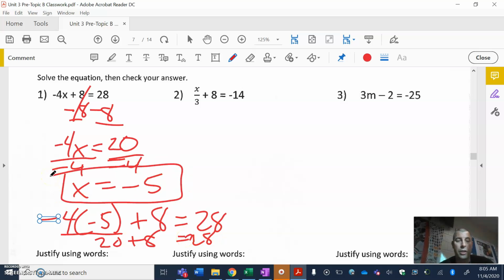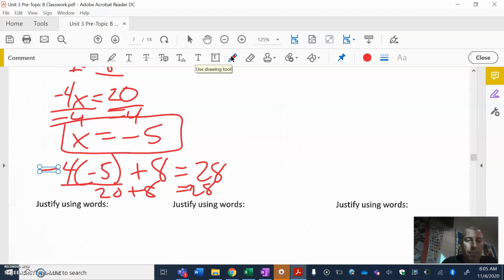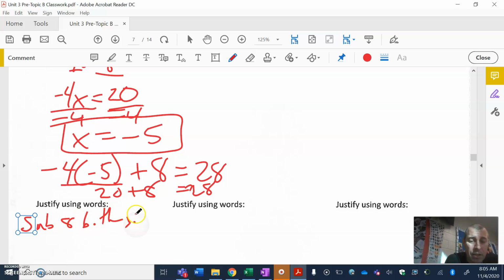To justify using words, what we want to make sure we're doing is speaking the language. And again, it's not a my thing. It's how we talk about solving equations. So what we're looking at here is what did you do? The first thing that we did is we subtracted 8 from both sides. And a key phrase there is both sides. You say what you did, and we're saying it to both sides. And then we divided by negative 4, again, both sides.